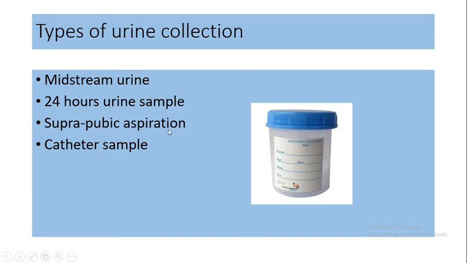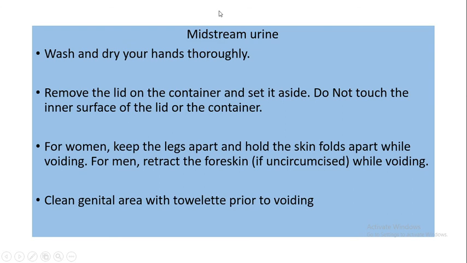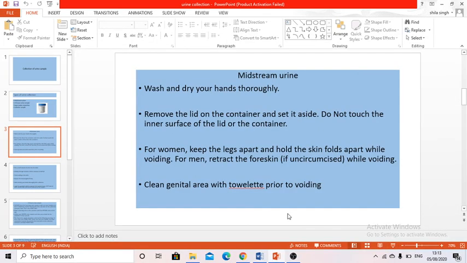Then suprapubic aspiration, which is done for neonates, wherein urine is directly aspirated from the bladder, and then comes the catheter sample. So if the patient is catheterized and you cannot get a midstream urine sample, you can directly aspirate the sample from the catheter sample port. So this was about your urine collection.